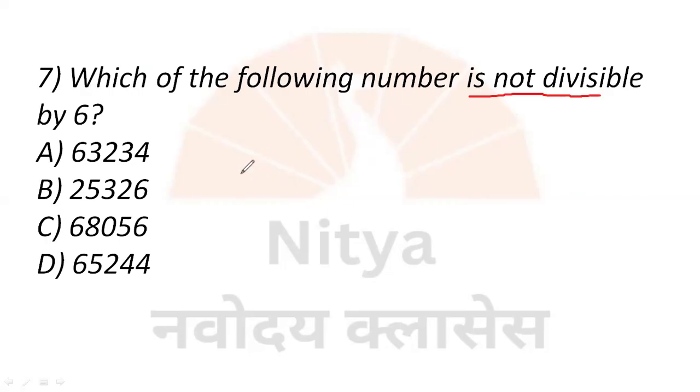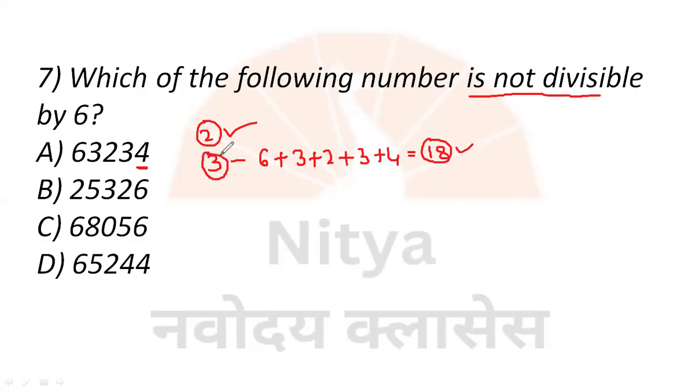So that is 63234. Here the last unit digit is 2. So here 2's divisibility rule applies. Okay, and 3's divisibility rule is we have to add the digits. 6 plus 3 plus 2 plus 3 plus 4. When we add these digits we get 18. Yes, 18 is also divisible by 3. So here both rules of 2 and 3 apply. So this whole number will be divisible by 6.